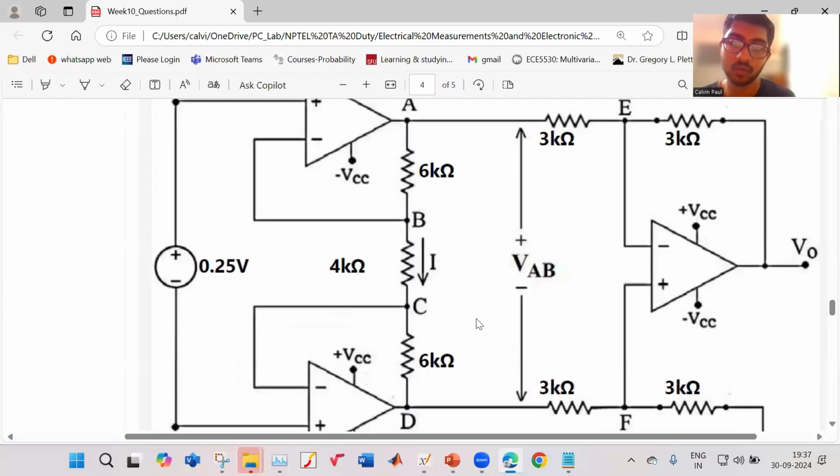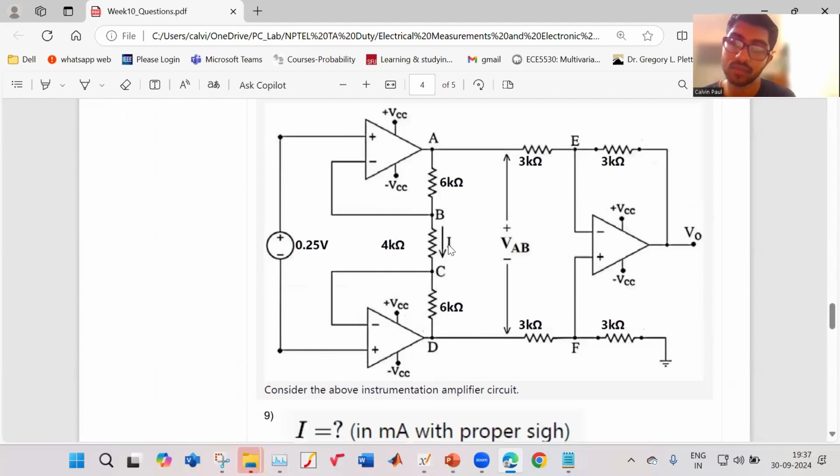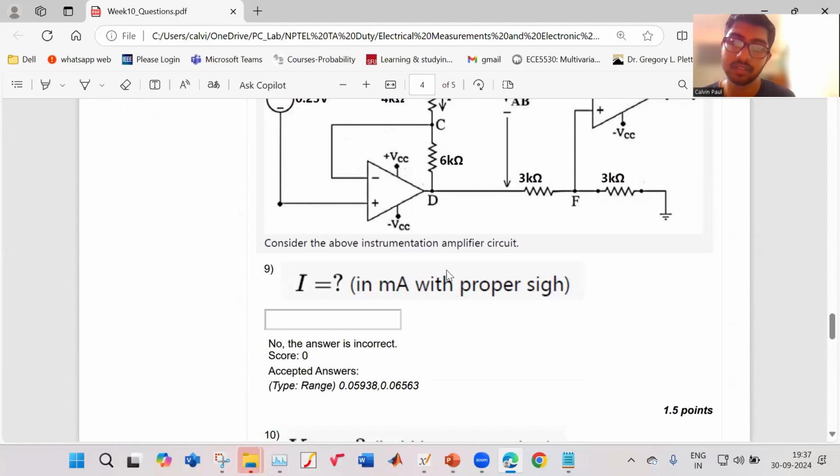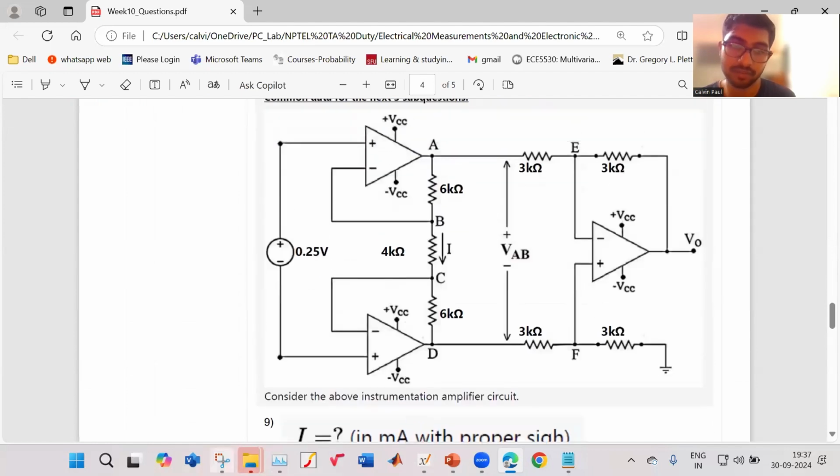So now we'll consider this circuit. They're telling us to find out the current. They're telling us to find out what is VAB and V out. Okay, this is a simple circuit.